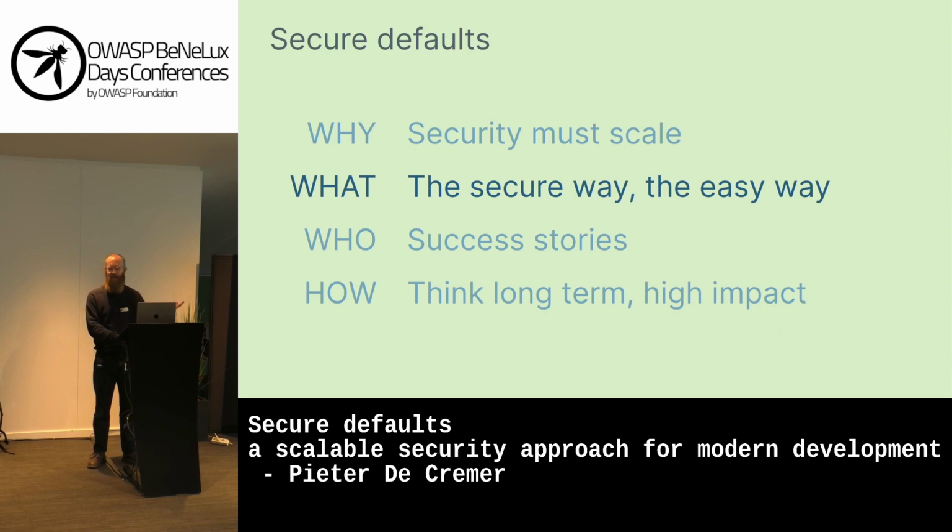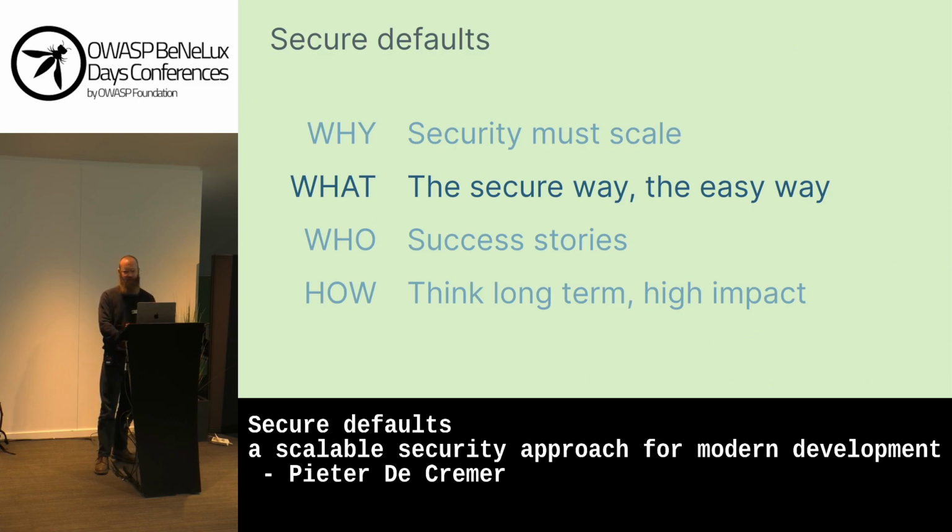So I've talked about why we need secure defaults. The security must scale. We are understaffed on security people and development speed has increased, and what we're doing right now doesn't work fundamentally. How can we do this? So what are we doing? We're making the secure way the easy way.